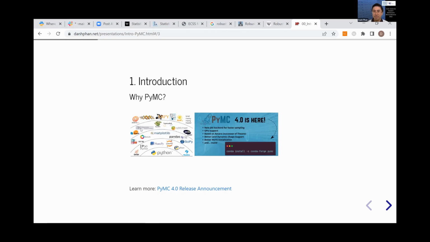So the Python ecosystem is quite mature, especially if we're doing data analysis and machine learning. For PyMC, we released version 4 just a couple of months ago, and now it has the JAX backend and supports GPU. It also has a lot of features and improvements for sampling.